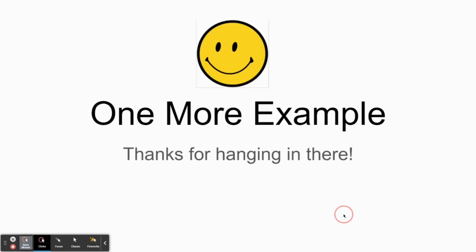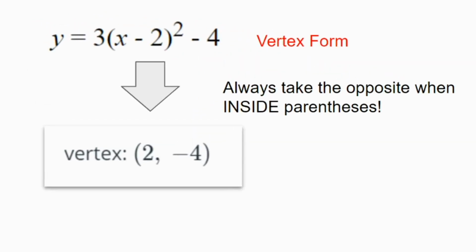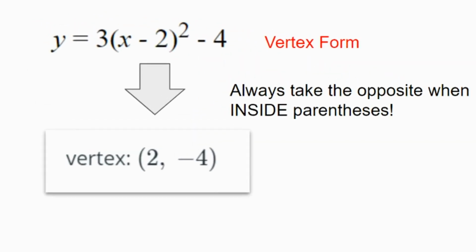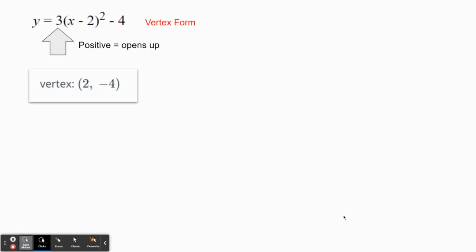All right, one more example. Thanks for hanging in there. Here's a vertex form. Vertex form, remember, gives you the vertex, and be careful, because we have to set those parentheses equal to 0, and then you get a positive 2 value, but the value on the outside, that negative 4, stays the same.